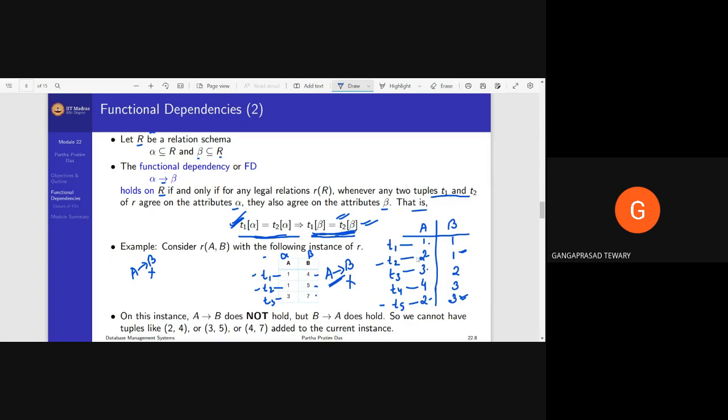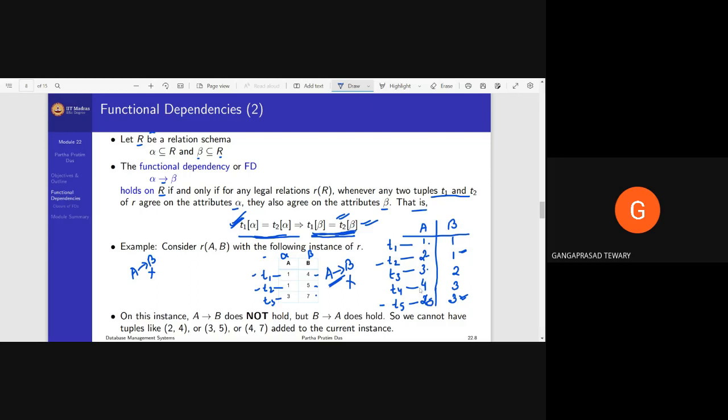Say for example T5 is 6, then not a single pair is matching. In that case, since all the values of A are unique, we can simply say that A determines B, because all the values are unique and we don't need to check any further.